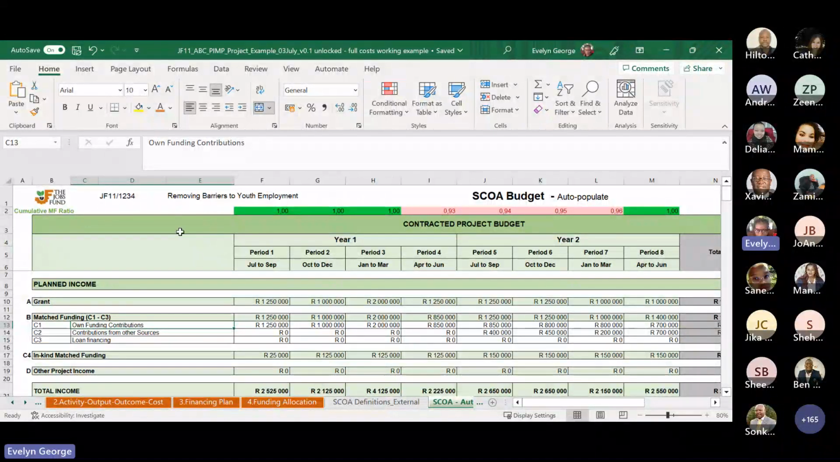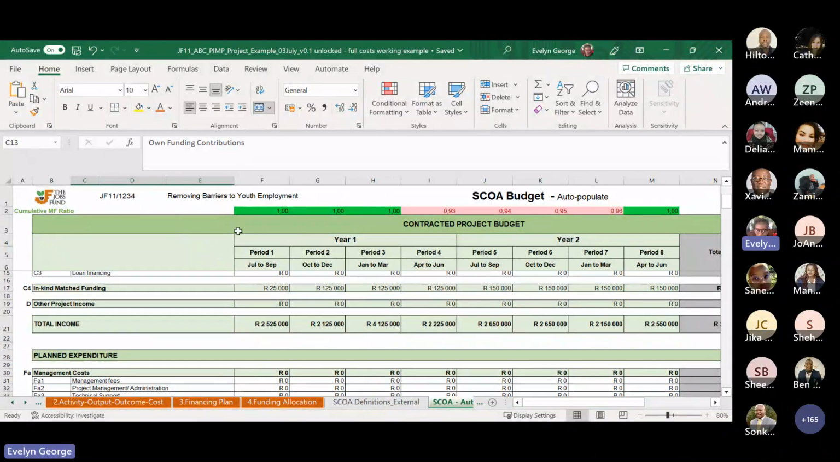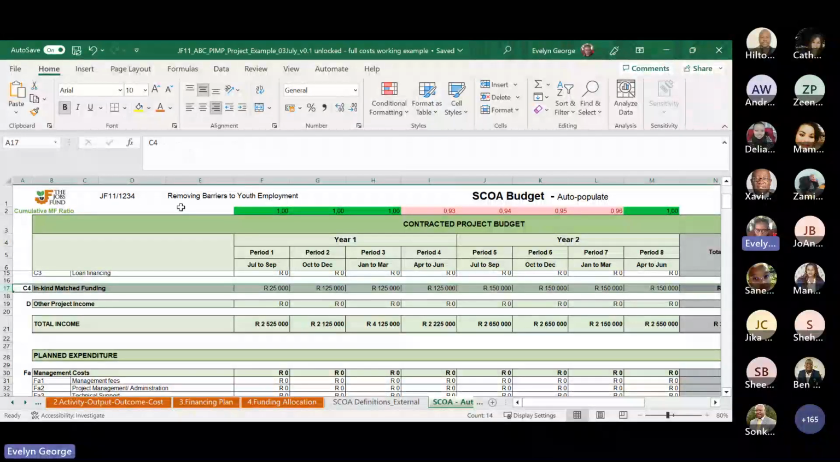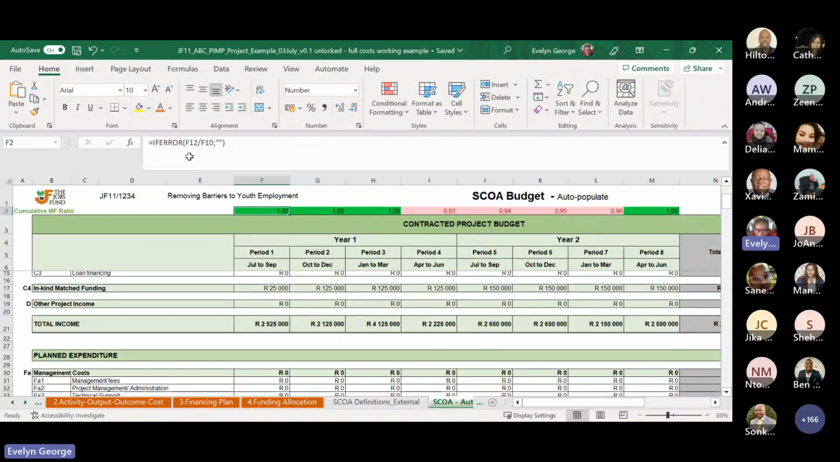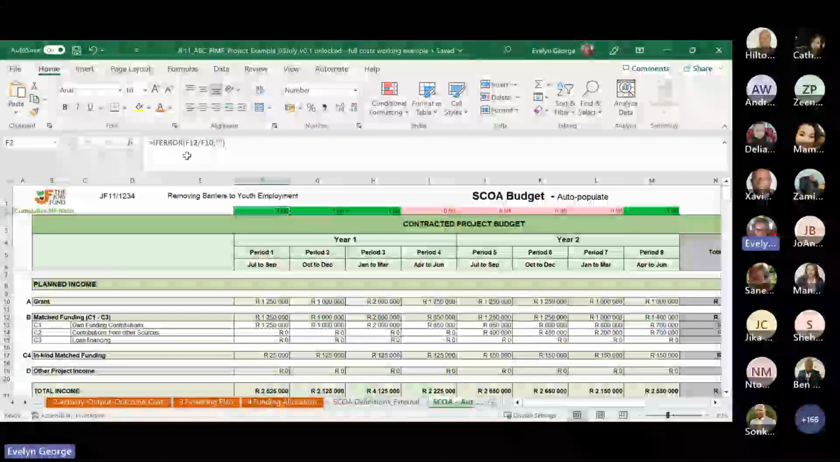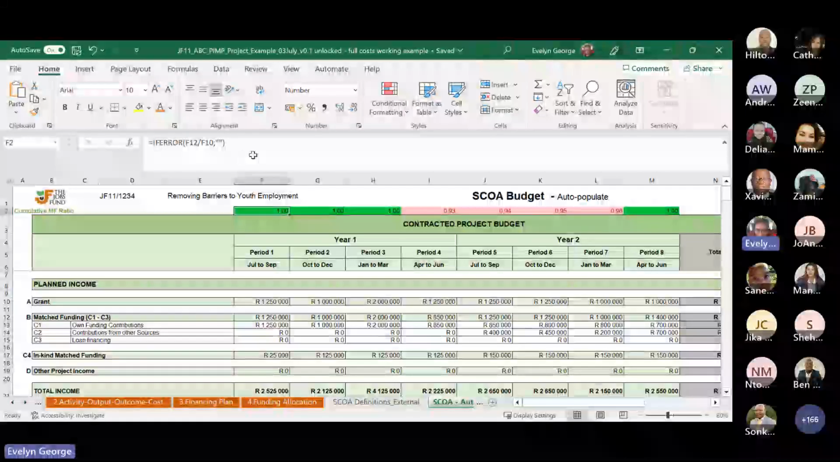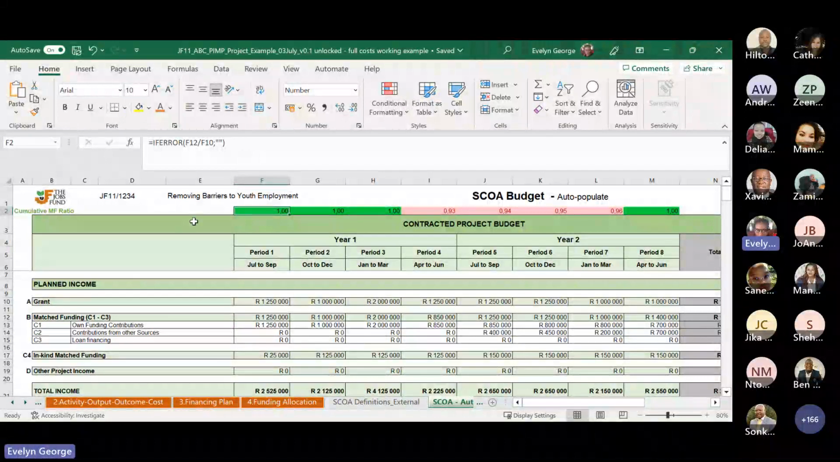We start, of course, with the income section. Whilst we do have an in-kind line, the MF ratio is only considering the cash items. It's the same for when you're considered for eligibility. It's also the same for when the grant is going to be drawn down.